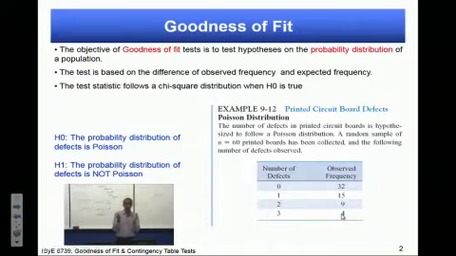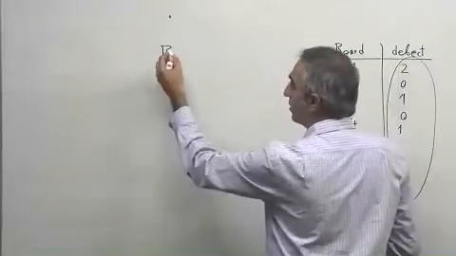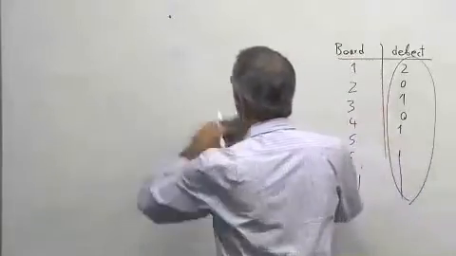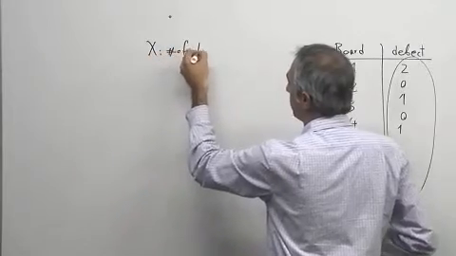So the procedure that we follow in a goodness of fit is as follows. We calculate the expected probability. We calculate the actual probability. If these two are close to each other, we say it follows a Poisson distribution. So what I mean by that, for number of defects, let's say X is the number of defects.